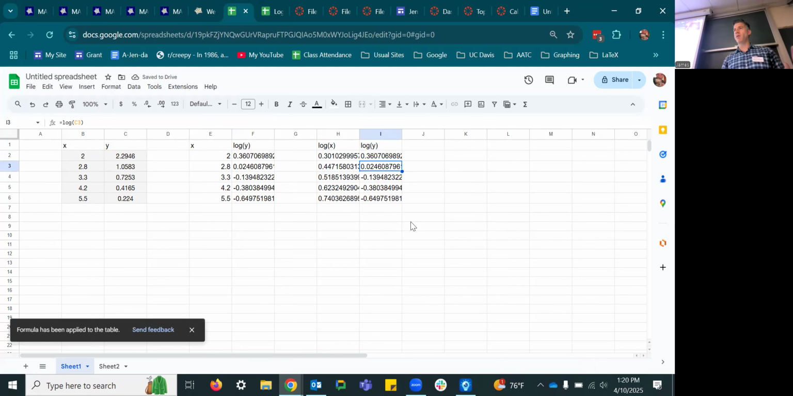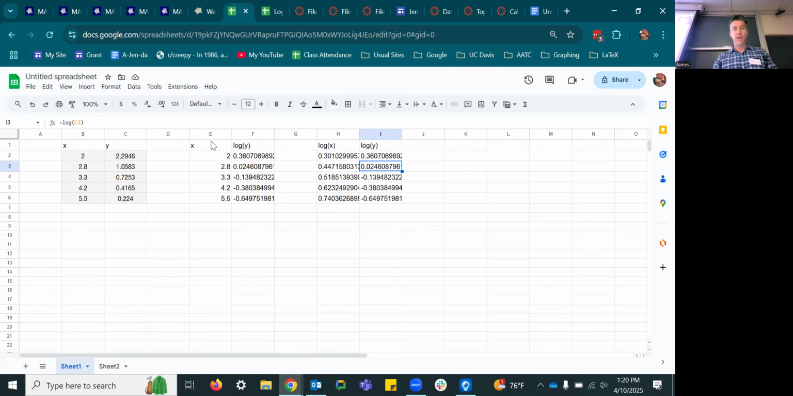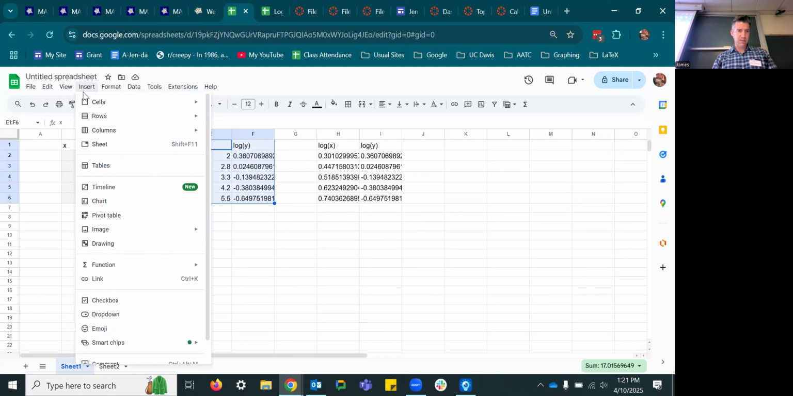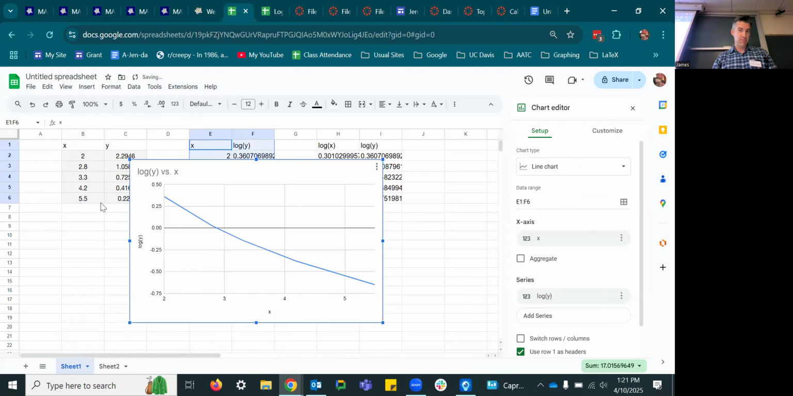Great. We have all our data. Now we're going to try to see which of those gives us a better linear fit. So we're going to grab all of this, including the top row, so that we get nice names when we graph it. Then you go to insert, and then chart, I think. It's been a minute. And it gives you a nice chart.